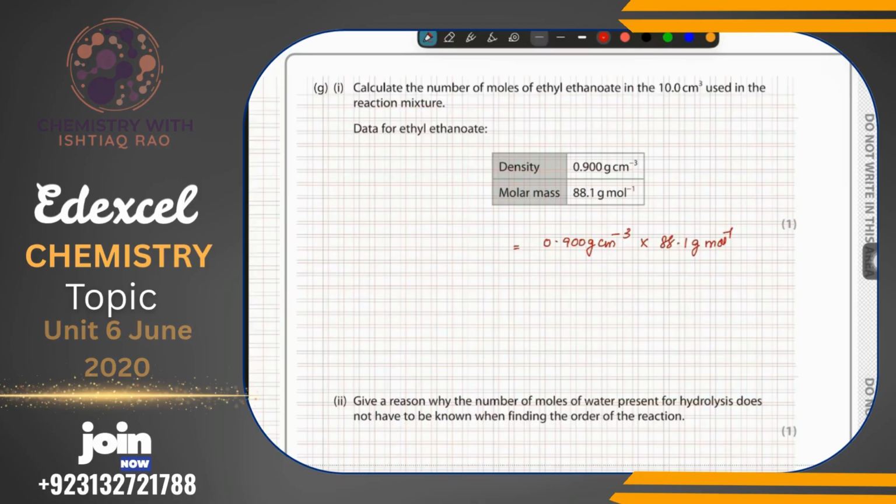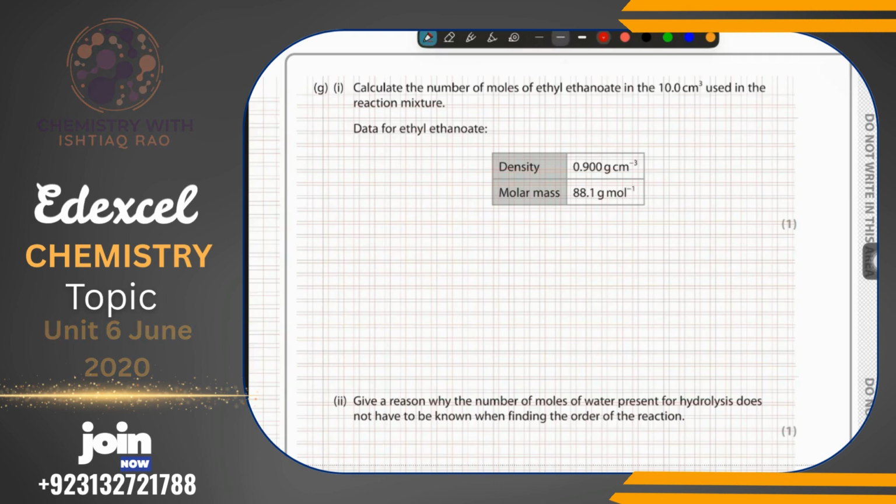No, wait, I did the wrong one. I was thinking that the 0.9 units would be cancelled over 88.1, and that'd give the concentration. But they are asking for the moles. Concentration times the volume gives the moles, right? They've given the density in grams per centimeter cubed, and then over grams per mole, so when you cancel, it'll become moles.